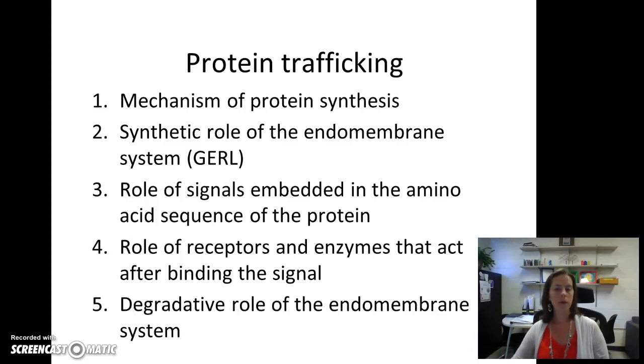And we'll be talking about the lysosome system, so the degradative role of this endomembrane system. So how cells digest mitochondria that might be damaged and be bad for the cell to keep around, how single cellular organisms can phagocytose material and degrade that material and use it as their food, those types of cellular behaviors.